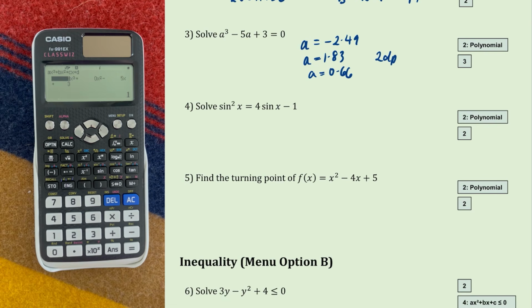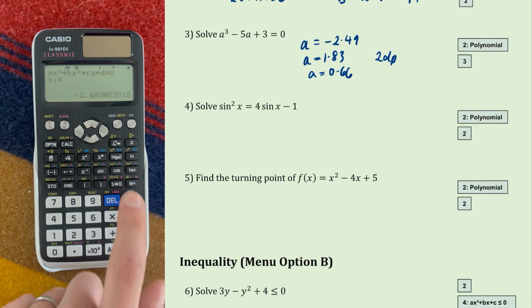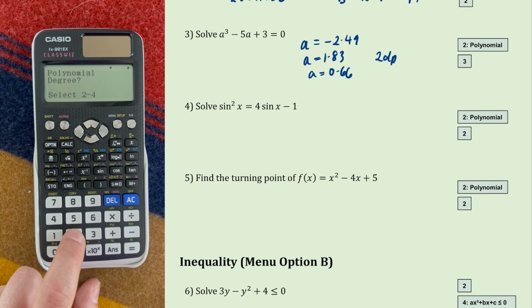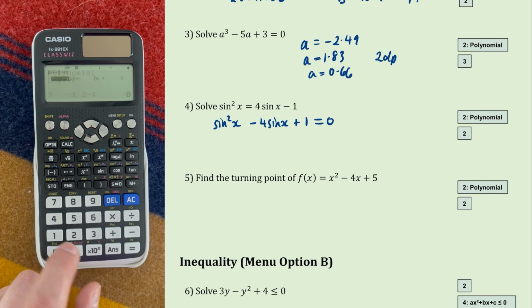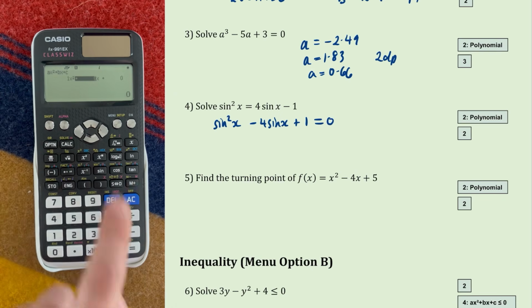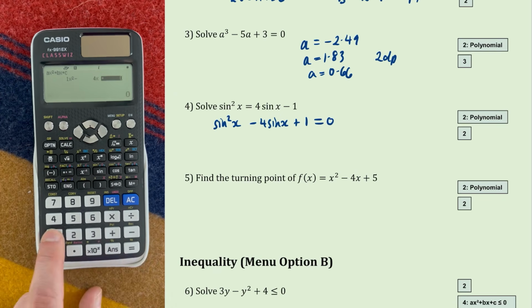I'm going to go back to doing polynomial. So let's go Menu, Equation, Polynomial. This time it's going to be a degree 2. Now, it doesn't look like a quadratic, but if you rearrange it so you get sine squared x minus 4 sine x plus 1 equals 0, it's like a quadratic in disguise. So I'm going to do it with the coefficient of the sine squared just being 1. For the next part, it's going to be a minus 4, and for the end part, it's going to be a 1.